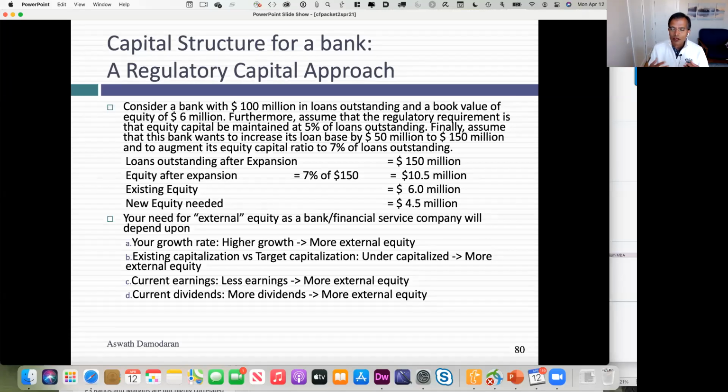But with a bank, an insurance company, and an investment bank, rather than focus on debt to equity ratios, focus on equity, book equity, maybe even regulatory capital ratios, and think about whether the bank is under or overcapitalized. But capital here is basically talking about equity capital.